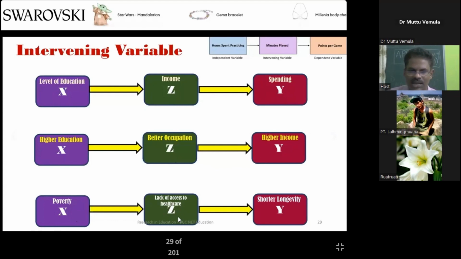Poverty, lack of access to healthcare, shorter longevity, dying at an early age. This is the independent variable, poverty, which influences your longevity, the age at which one will die, early or at old age. But in between, the healthcare facilities also influence it, not only your poverty. So this is the intervening variable. All right, these all are intervening variables. These are independent variables. These are dependent variables.